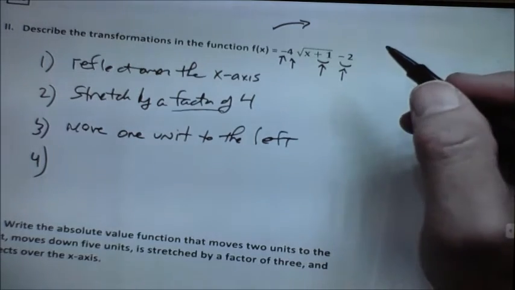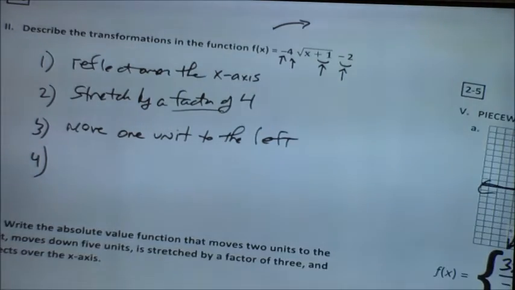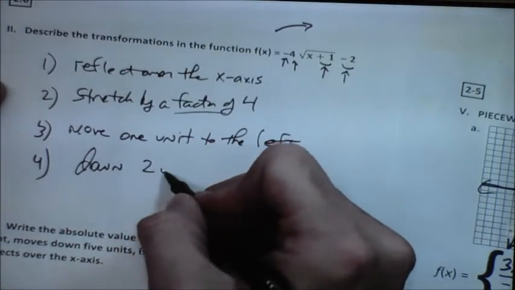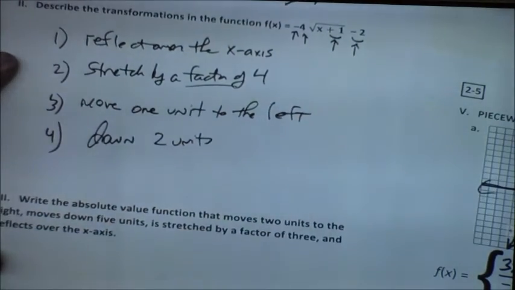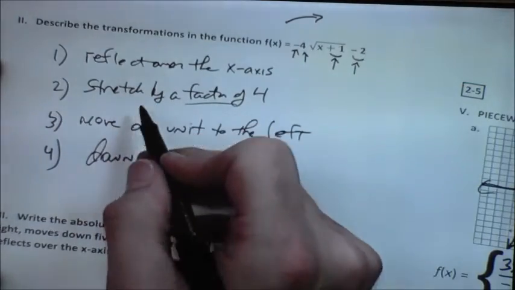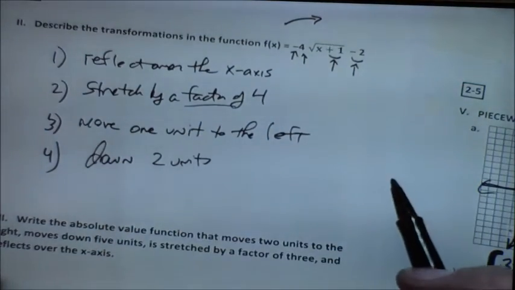Take back the picture of where it'll go. Yeah? Goes which way? Wouldn't go down too? It would. The negative would tell you to go down. So it's going down 2 units. So 1, 2, 3, 4 things, and these 4 things are what's happening.